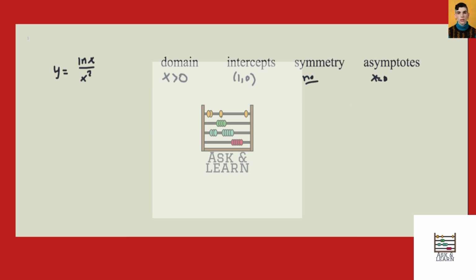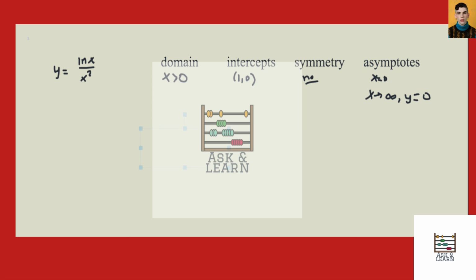And we also have a horizontal one because the limit as x approaches infinity of our function, ln of x over x squared, is 0. So as x approaches infinity, we have a horizontal asymptote at y equals 0.